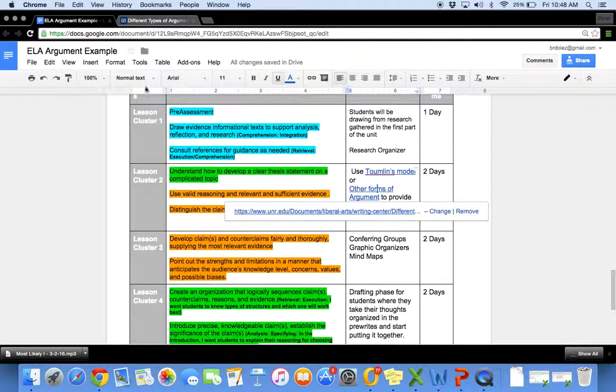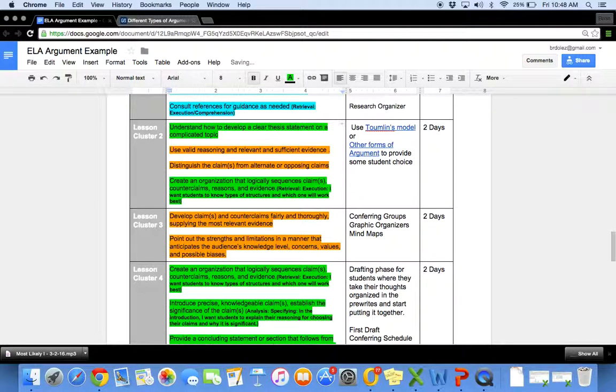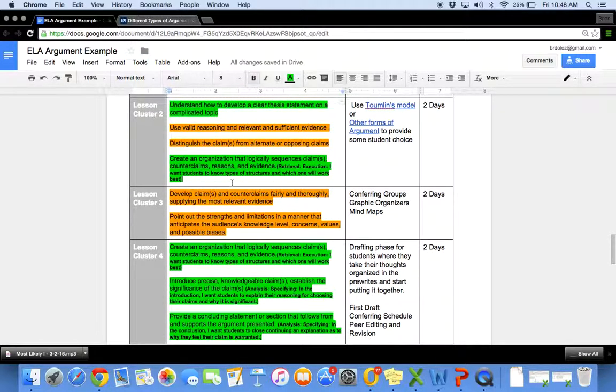So I feel like kids at this point should be able to choose the form of argumentation, the structure, et cetera, that they would use. I think that this is certainly going to tie into this organization here. So again, as I'm going through this, things change as I learn about my lesson sequence. So I go into lesson cluster 2, where I have kids taking their research and organizing it into a logical and relevant way. Lesson 3 is where they start really developing and putting some meat around it.